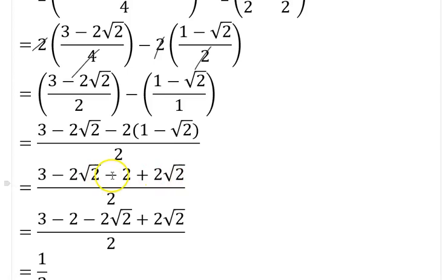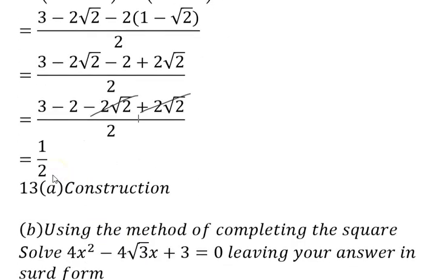Having done that, let's collect like terms. 3 minus 2, and minus 2 root 2 plus 2 root 2. Awesome. So 3 minus 2 will give us 1. Minus 2 root 2 plus 2 root 2 will cancel out. So we are left with 1 over 2. That's our final answer.